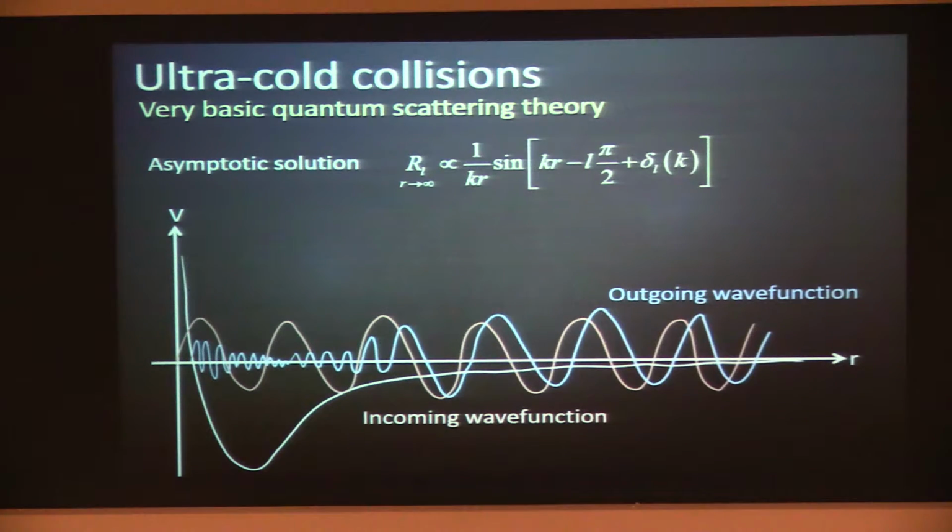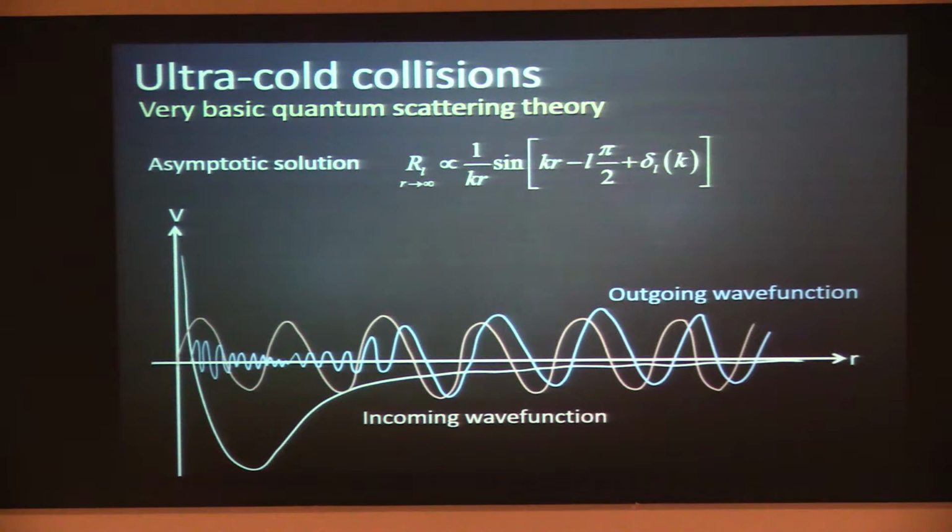We can look up in Sakurai's textbook or many other textbooks how we solve this problem in various limits. One thing we can find pretty easily is the radial wave function for different partial waves, with partial wave number L, at large internuclear distances. It has a sine-like dependence on the radius, and there's a phase shift compared to the incoming wave.